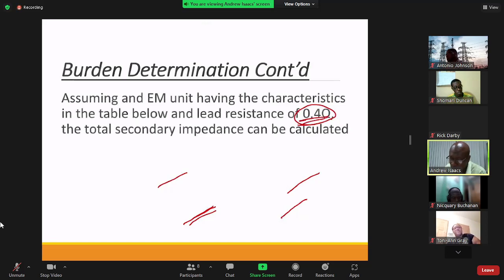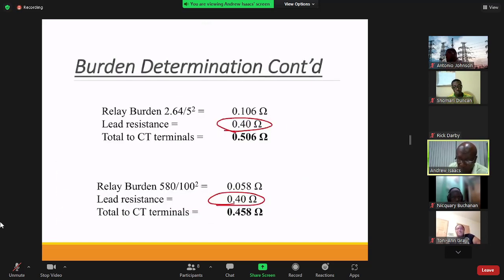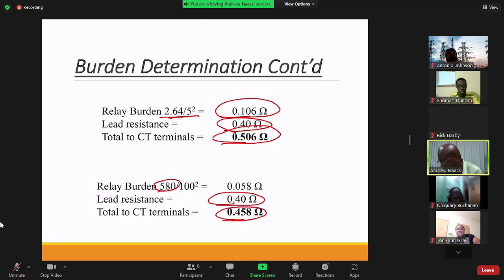There it is, 0.4. With the burden, however, with the 2.64 at 5 amperes, the burden impedance is 0.16, which gives me a total impedance from the secondary of the CT up to the relay of 0.506. And if I were to consider the 580 at 100, it gives me 0.458 ohms.